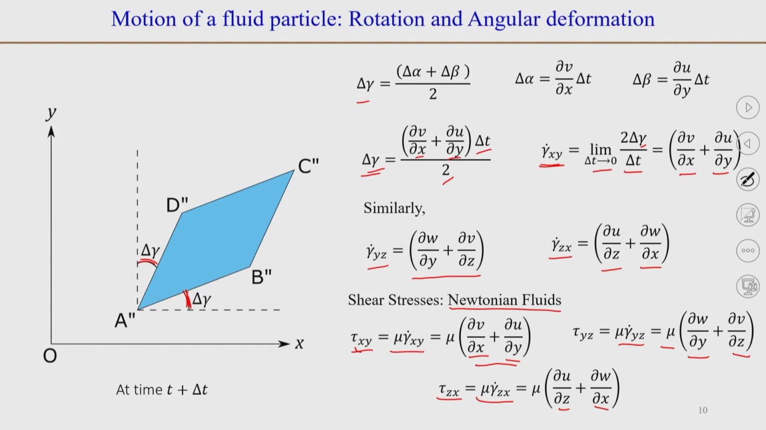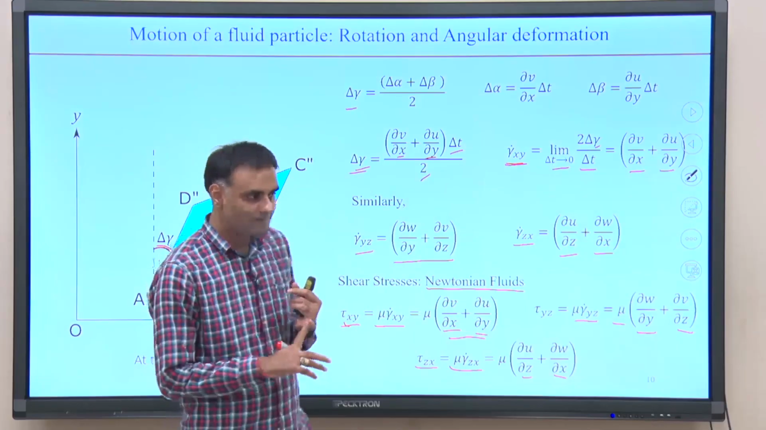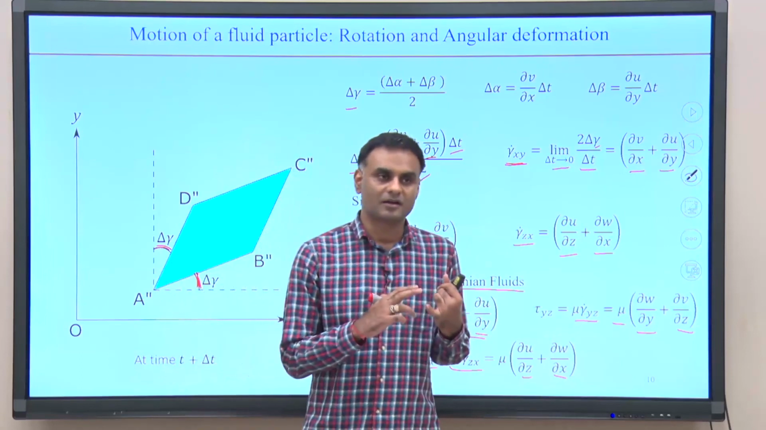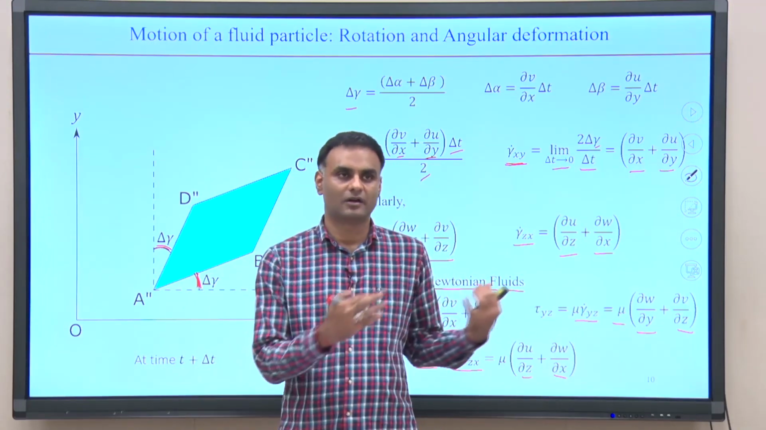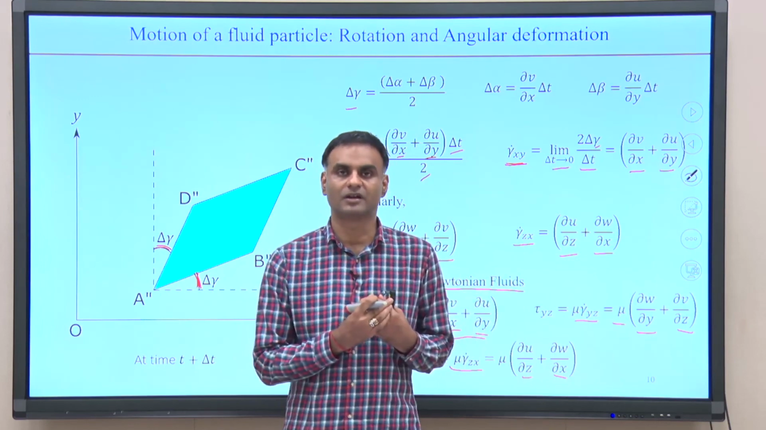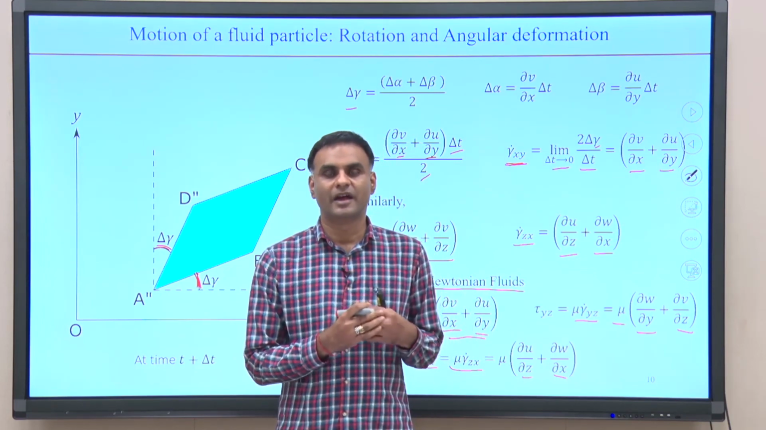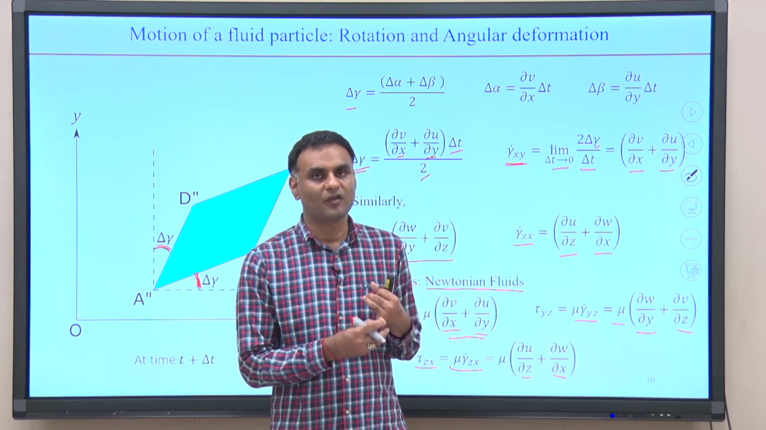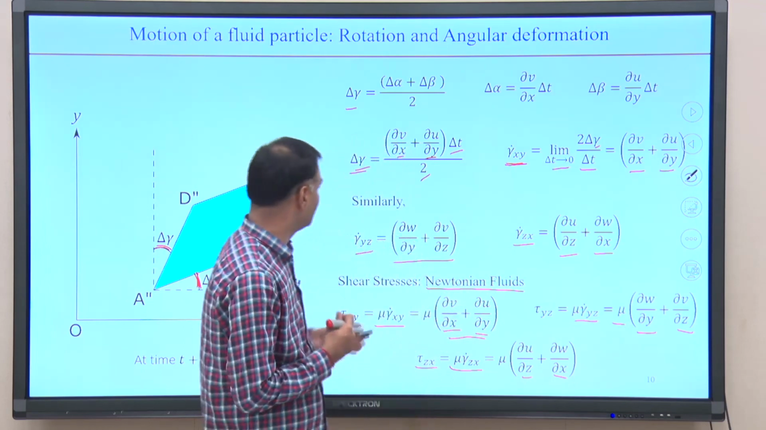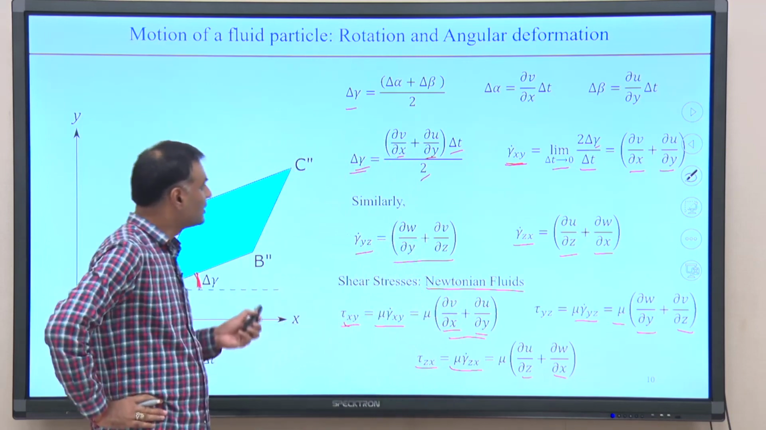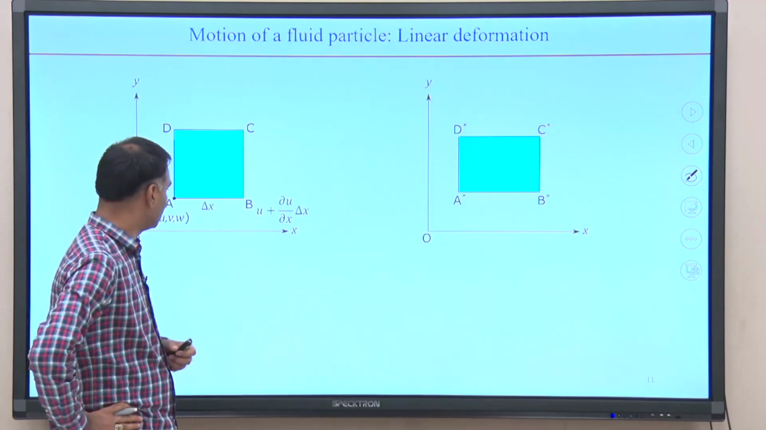Okay. So, now we have obtained the rate of rotation, or rotational velocity, or what we called vorticity, and the rate of angular deformation, or strain rate, or shear rate for a fluid element. Now, we need to look at the linear deformation of the fluid element.